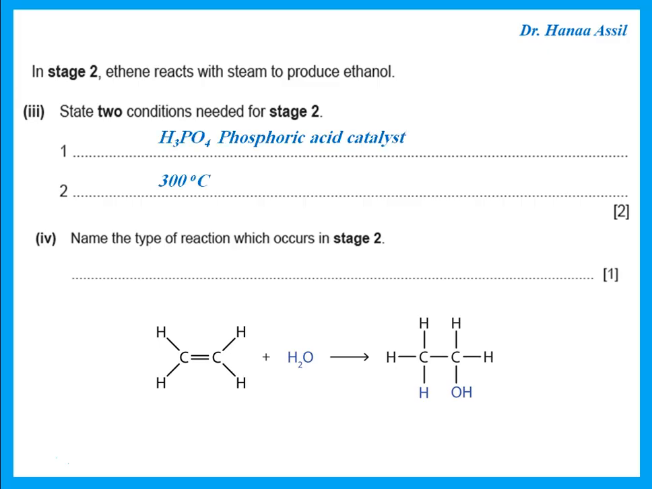The conditions are phosphoric acid catalyst, 300 degrees Celsius. These are the conditions. Please remember the certain conditions that we should remember. This is one of them. When we add steam to ethene to get ethanol, I need phosphoric acid catalyst and 300 degrees Celsius. What type of reaction is this? This is an addition reaction, or you could mention that it is a hydration, because hydration means you're adding water. So you can either refer to it as hydration, or in general, alkenes do addition reactions.